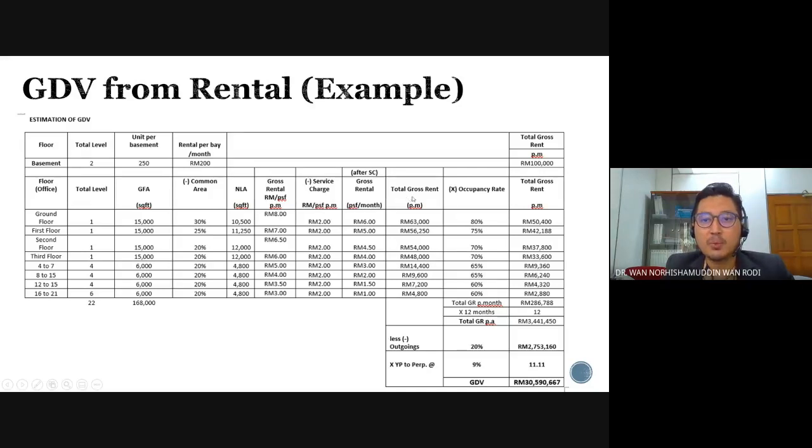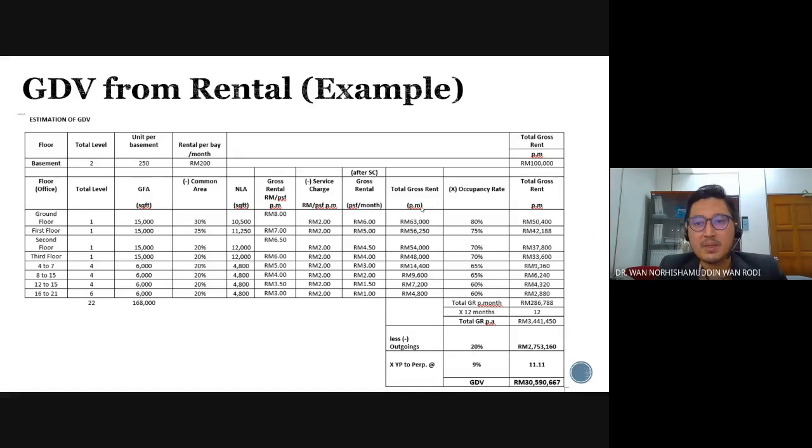Okay, and then you multiply the net lettable area with the gross rental without service charge, and then you will get the total gross rent per month. So these are all the gross rentals per month. And then you have to include another item, which is the occupancy rate. Of course, within a building, it is generally hard to achieve a 100% occupancy rate. I think the best occupancy rate for the current term is between 70 to 85%.